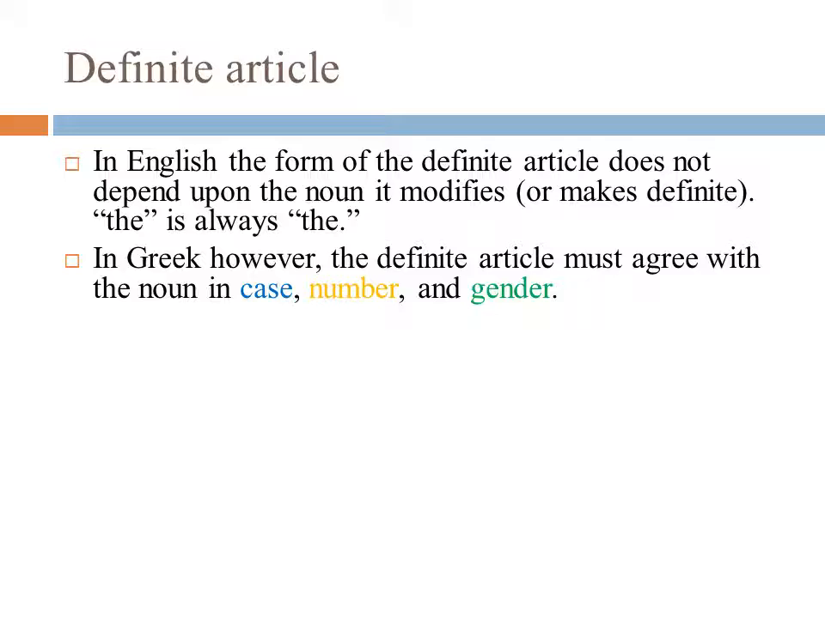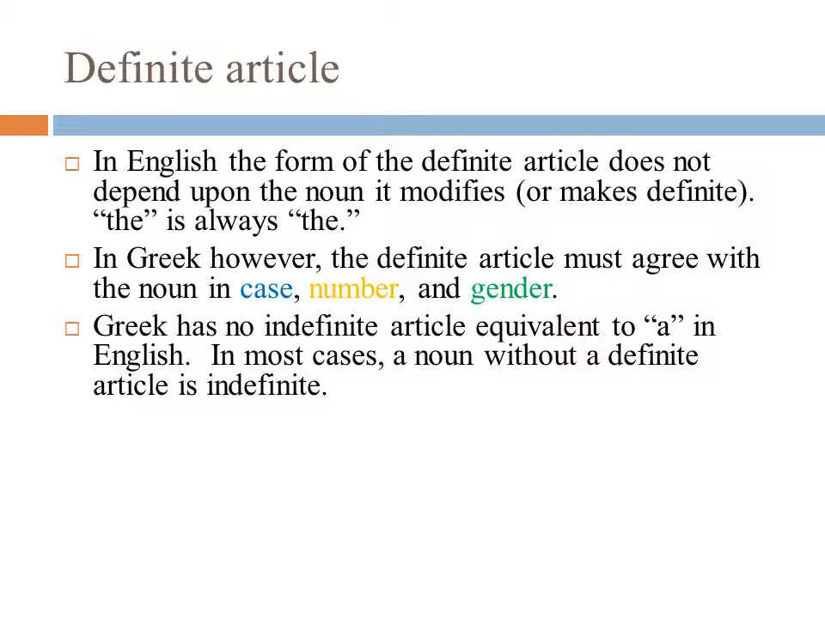And this is going to be very important for you as you go along, because even if you can't figure out the case, number, and gender of the noun, the definite article is always going to tell you all of that information. Greek has no indefinite article, equivalent to the a or an in English. In most cases, a noun in Greek without a definite article is indefinite.